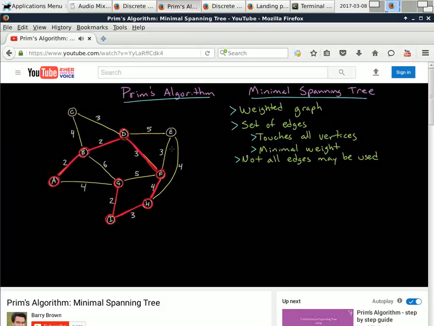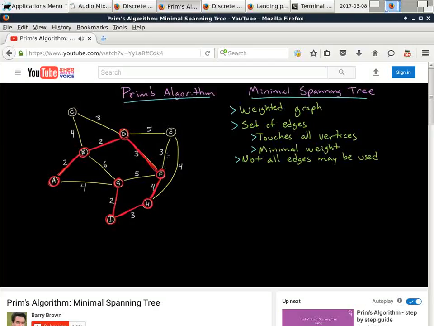Now look again. We've got a 3 coming out of D going to C, and we have a 3 coming out of F going to E. All the other ones coming out of all my red nodes here are higher. So let's pick C, the one coming out of D going to C. And the last one to pick is going to be this one going to E from F. So at this point, all of the nodes have been visited, so that means we now have a minimal spanning tree.